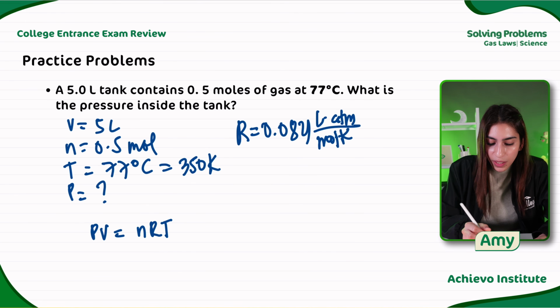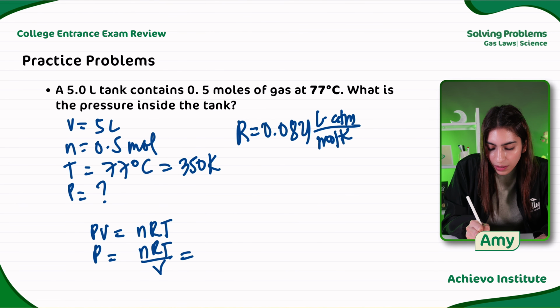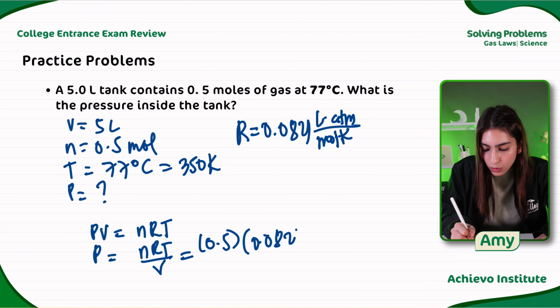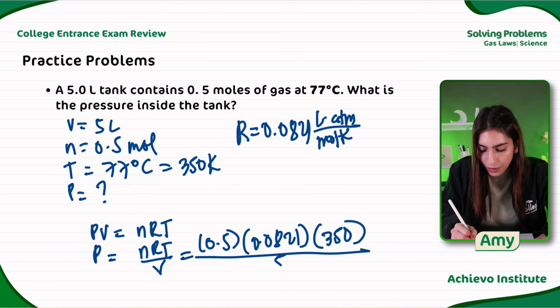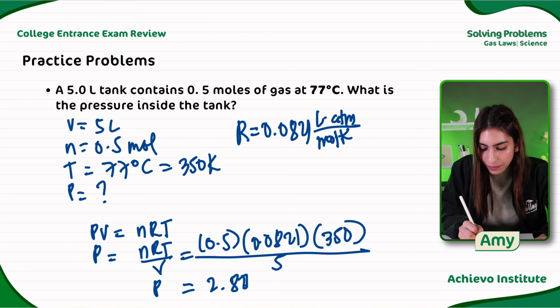So let's just plug and play. P is equal to nRT over V. That's going to be equal to 0.5 times 0.0821 times 350 all over 5. That is equal to 2.87 atmosphere.